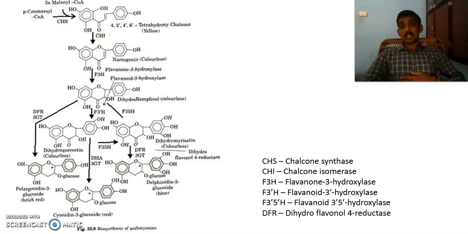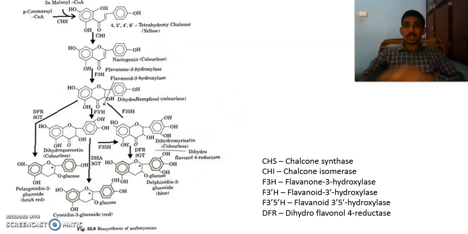Suppose chalcone isomerase is also active, then that tetrahydroxychalcone is converted into naringenin. So the flower gives colorless, that is white petal. Like that, if all the enzymes of this biosynthetic pathway are active, then we will get either brick red or blue color. So the regulation of these enzymes leads to flowers having different colors.